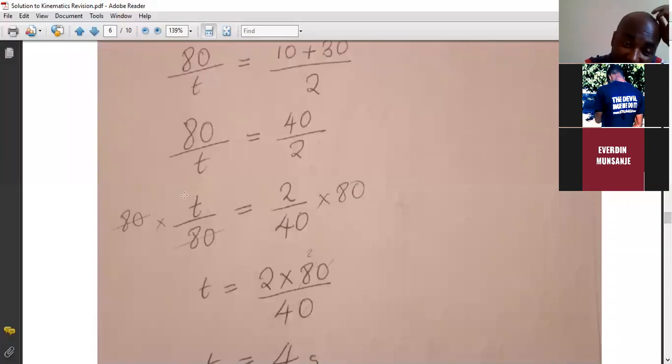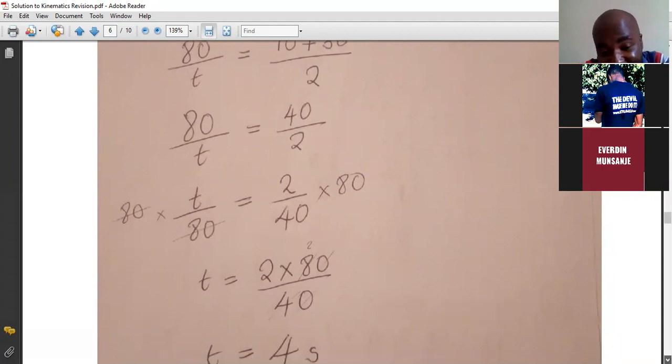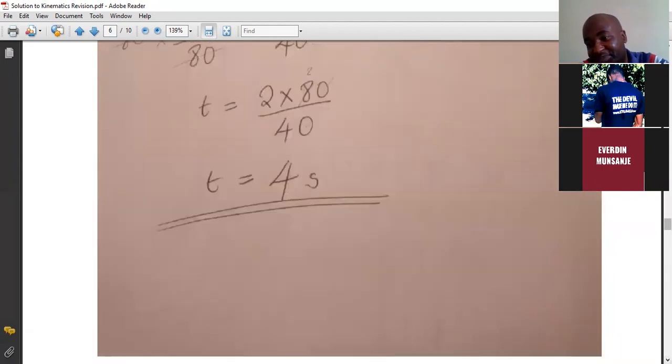So I flipped them here. Instead of writing 8 over T, I wrote T over 8. So that on the other side, they also flipped it. What you do this side of the equation, you also do the other side. So upon answer, we got T over 8 equals 2 over 40. Now multiply on both sides by 8. The answer is 4 seconds.